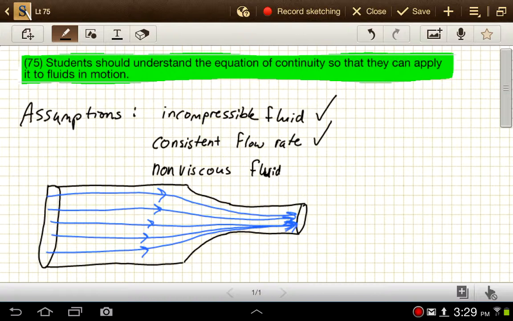And then the last one is that we're dealing with a non-viscous fluid. Viscous fluids are ones that we think of as thick, like molasses or honey. Non-viscous fluids, those are the runny fluids. So water is a non-viscous fluid. So we need to make those three assumptions in order for this to work.